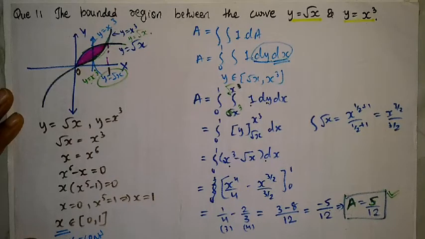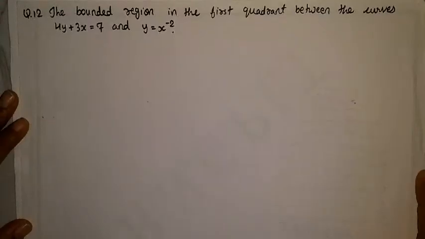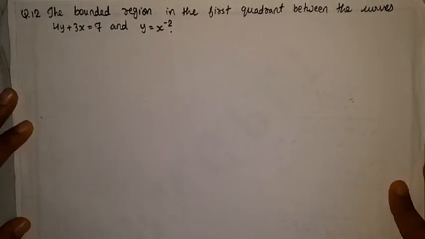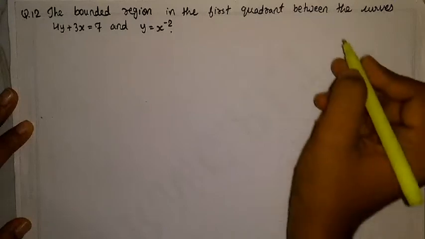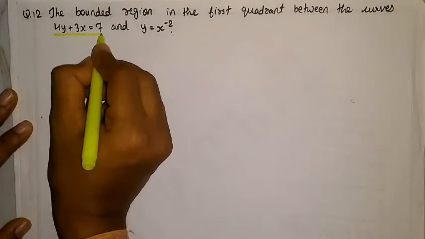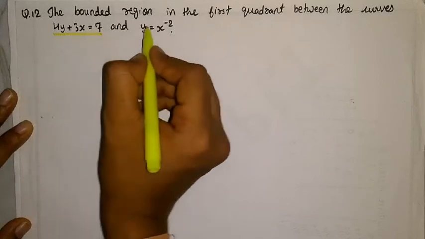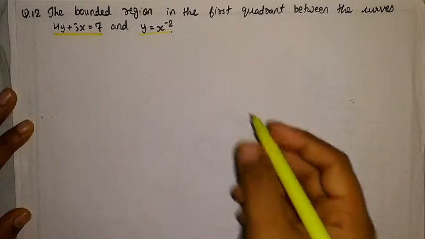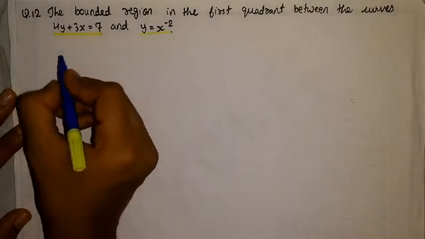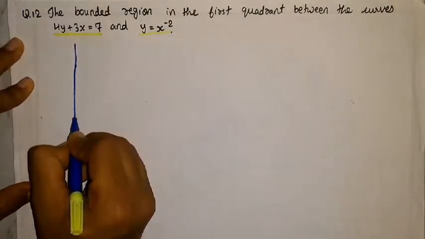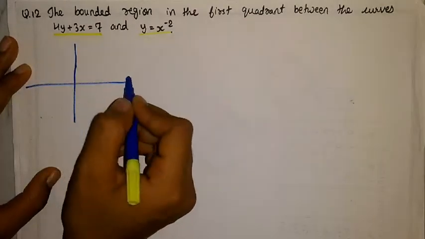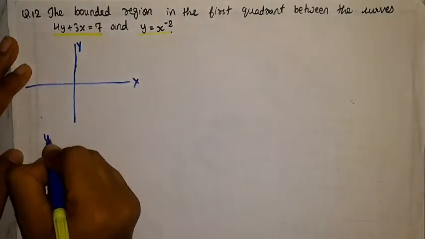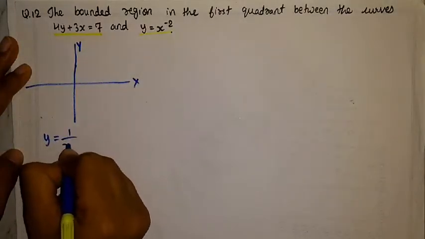Let's solve another problem. So our question 12 is, we have to find the bounded region in the first quadrant between the curves 4y plus 3x is equal to 7 and y is equal to x raised to minus 2. So first of all we have to draw the diagram. So let's first draw the diagram.